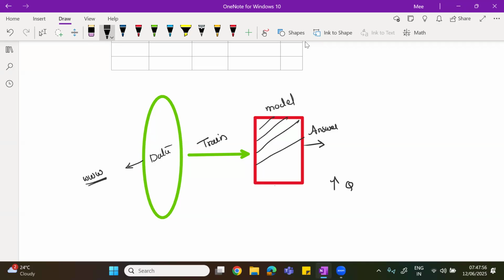I'm just putting it like this. And what is this model called? It is nothing but our ChatGPT, or we can say Gemini.